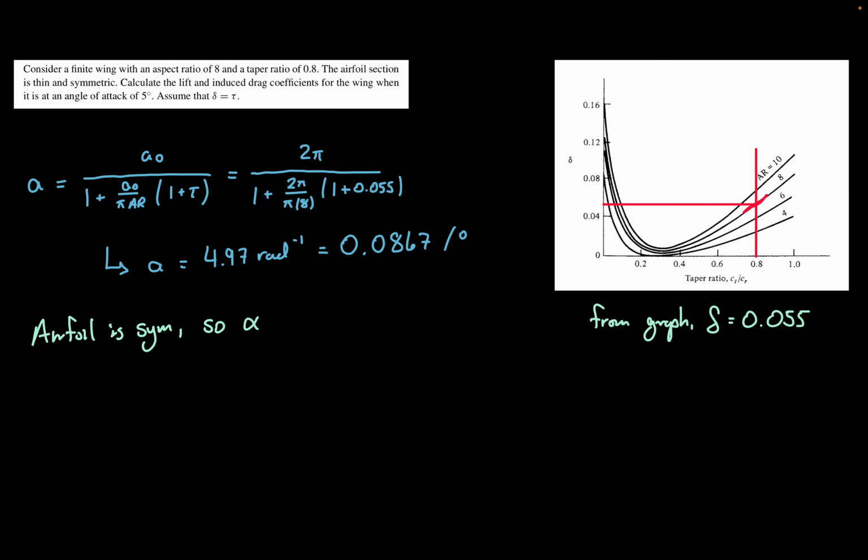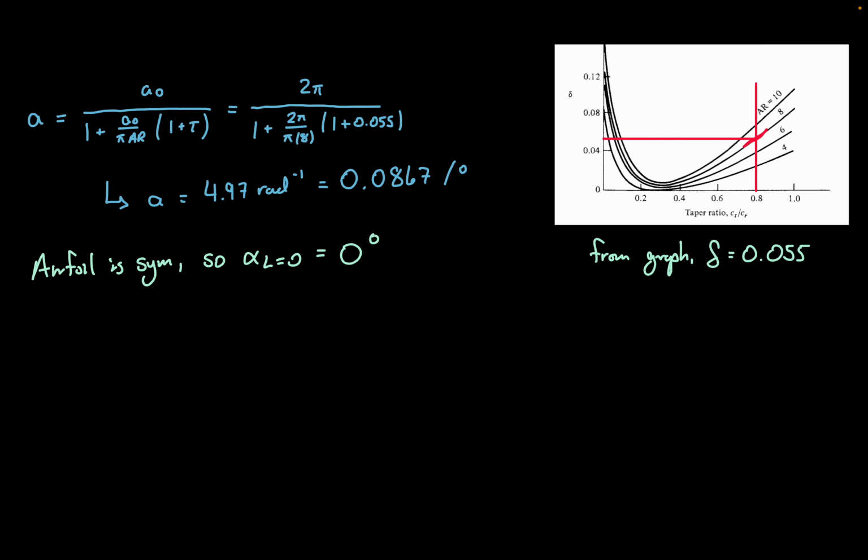One thing that we should note is since the airfoil is symmetric, our alpha at zero lift is equal to 0 degrees. This will be important for when we calculate the coefficient of lift, because the coefficient of lift is equal to our lift curve slope, A, times our angle of attack plus the angle of attack where lift is equal to 0. In this case, that will be 0.